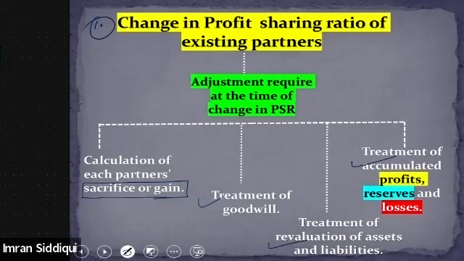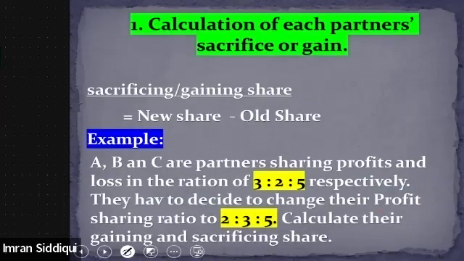First of all, we need to deal with the determination of the sacrificing or gaining share of the partner. We must have done this example wherein we were required to calculate the gaining or sacrificing ratio of the partner, and for that purpose we apply this formula: new share minus old share. If you get a negative value, that means such partner is sacrificing, otherwise such partner is gaining.